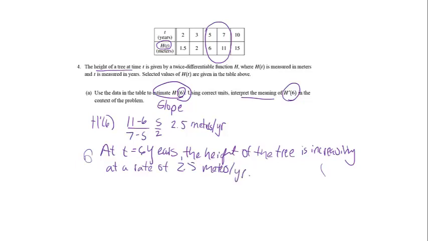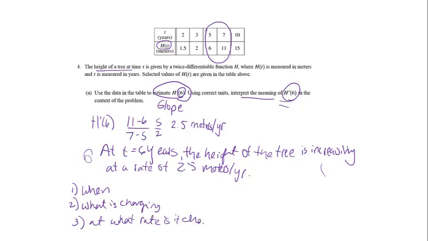So you might just want to make yourself a little note on that. Whenever it asks you to interpret the meaning of the derivative, we want to say when it's happening. We want to say what is changing. And the third thing, at what rate is it changing? So if you could just write that somewhere, or just write it in your notes, pause it and take a minute and do that, that would be great.